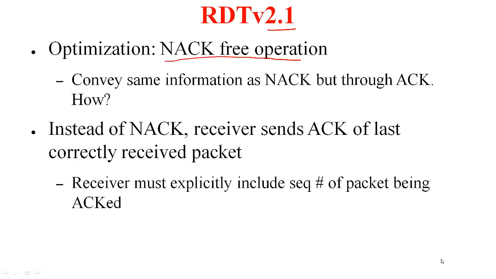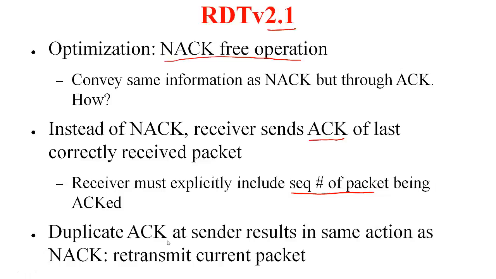So here is the answer. Instead of sending a NAK, what the receiver can do is send an ACK of the last correctly received packet. In this case, because it is ACKing some last correctly received packet, it needs to include the sequence number of the packet being ACKed. Until now, the ACKs we have seen in other versions until 2 did not carry any sequence number, but from here on they need to carry the sequence number of packets being ACKed. Now what does the sender do? If the sender sees a duplicate ACK, it can interpret it as a NAK and retransmit the current packet.